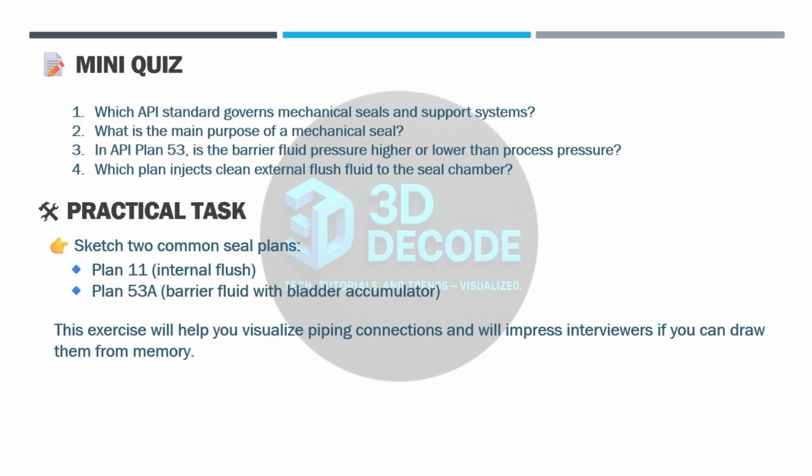The practical task. Sketch two common seal plans from memory. Plan 11, internal flush. Plan 53A, barrier fluid with bladder accumulator. This will help you visualize piping connections and will really impress interviewers.